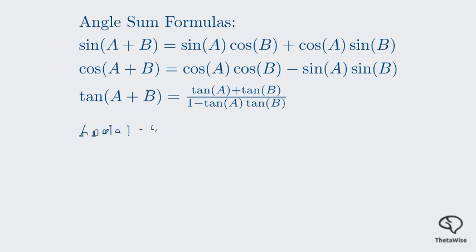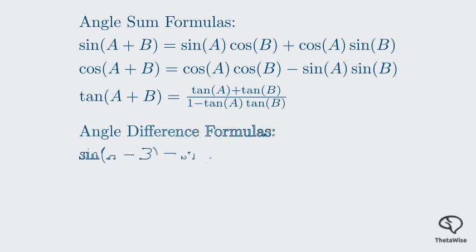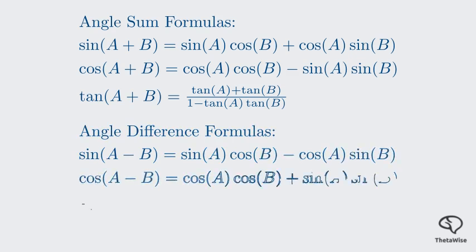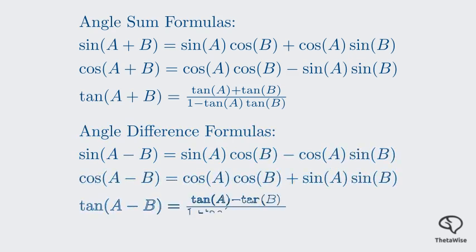The difference formulas are very similar. For sine, you just change the plus to a minus. For cosine, you change the minus to a plus. And for tangent, you swap the signs in the numerator and denominator.